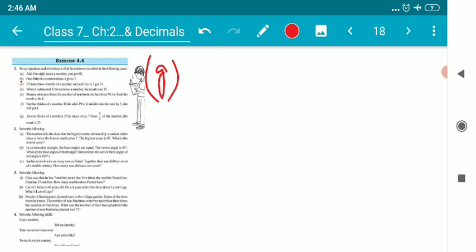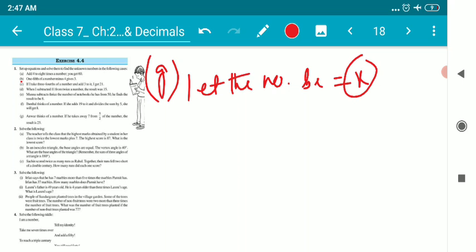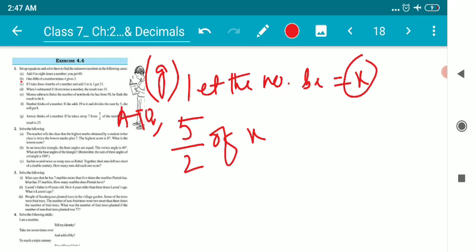Anwar thinks of a number. I don't know what Anwar is thinking of. Let the number be equal to x. I thought Anwar is thinking of the number x. If he takes away 7 from 5 by 2 of the number, if he takes away 7 from 5 by 2 of that number, 5 by 2, so according to the question, 5 by 2 of the number, from this number if he takes 7 away, 5 by 2 of the number means 5 by 2 into of x minus 7 is resulting 23.